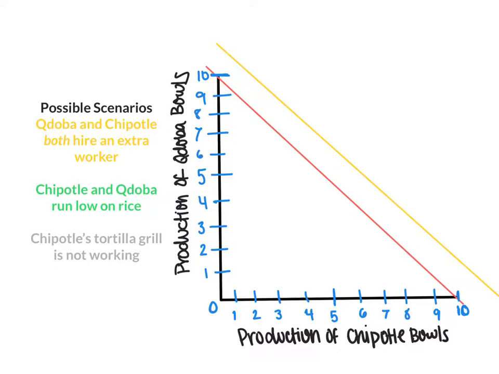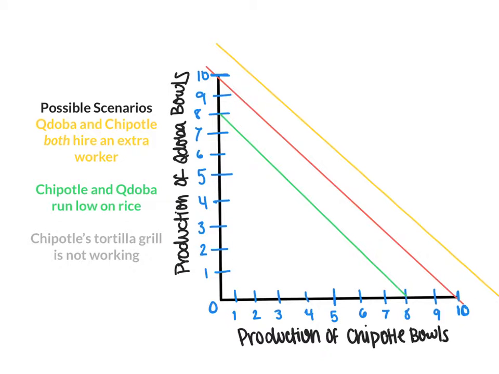Let's say, for example, a different situation occurs, such as a green one here, where Chipotle and Qdoba both happen to run low on rice. This would obviously decrease their amount of resources, therefore increasing their scarcity, which would cause the red line to shift to the left, decreasing the maximum level of production for both Qdoba and Chipotle.